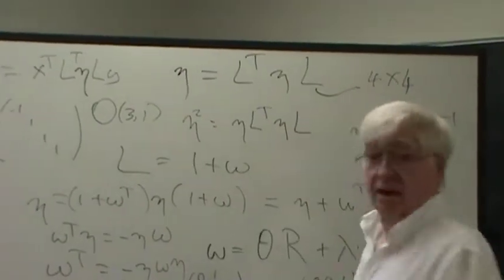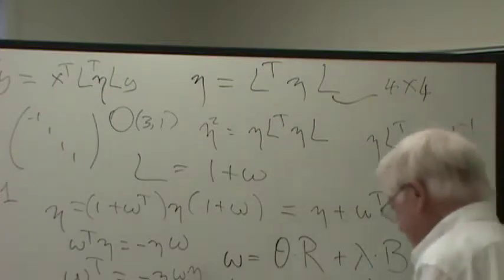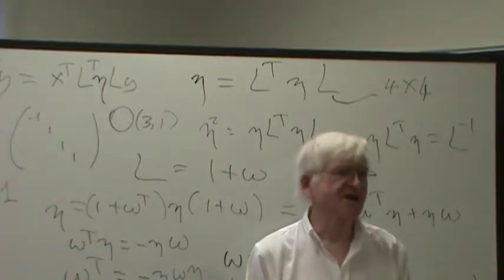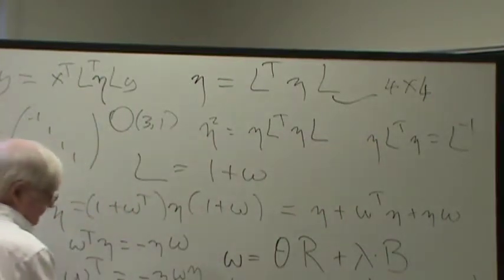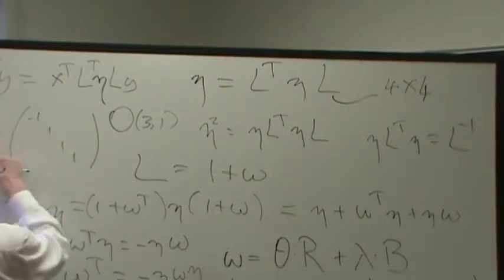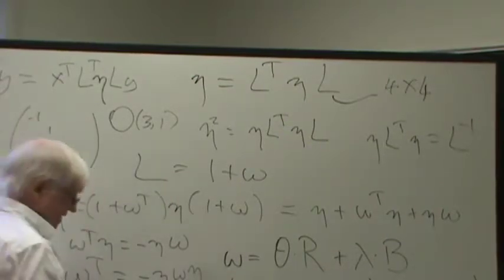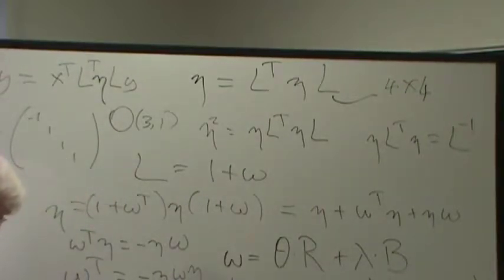Could you explain the form of omega again? Why it's theta r plus lambda b? Okay. It's explained here in the notes, and frankly, it's something that requires some puzzling over. But the idea here is, you can imagine some arbitrary matrix omega. You multiply it by your eta. The eta has a minus sign here, otherwise it's ones.